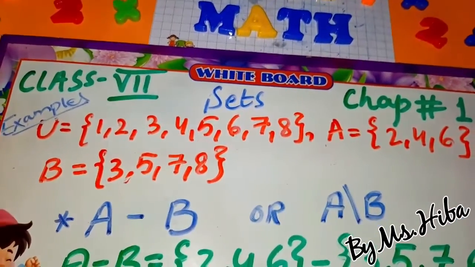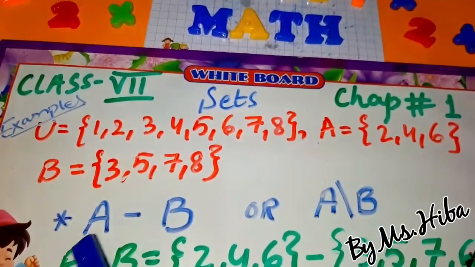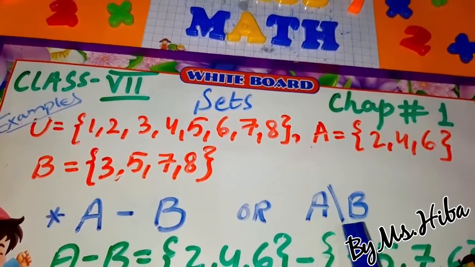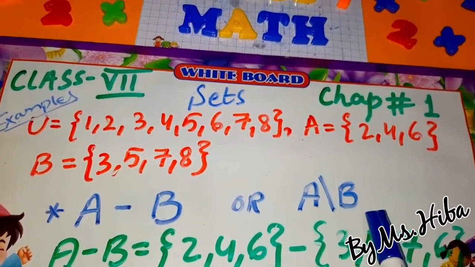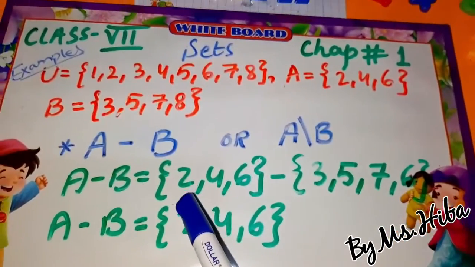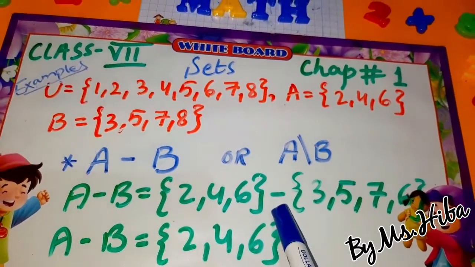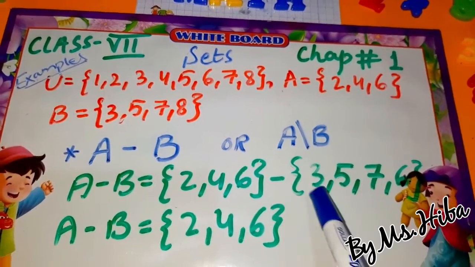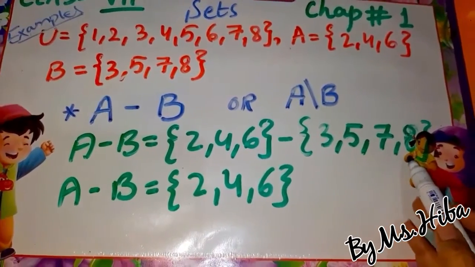Now for the same following sets, we need to find the difference of set A difference B, or we can also write it as A oblique or hash B. So here is the solution. I write set A which contains elements 2, 4, 6, then the sign which represents difference, then set B which contains elements 3, 5, 7 and 8.